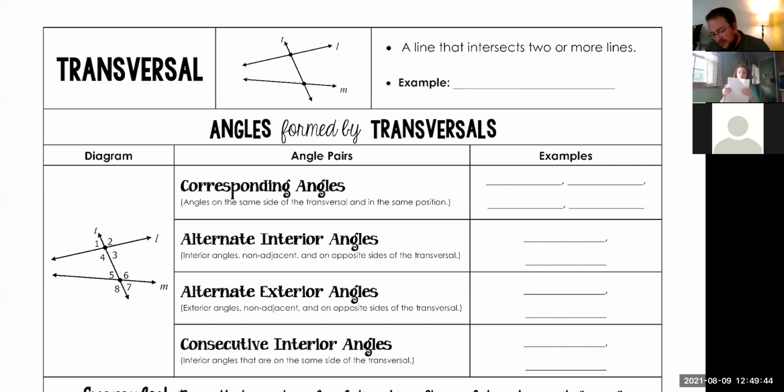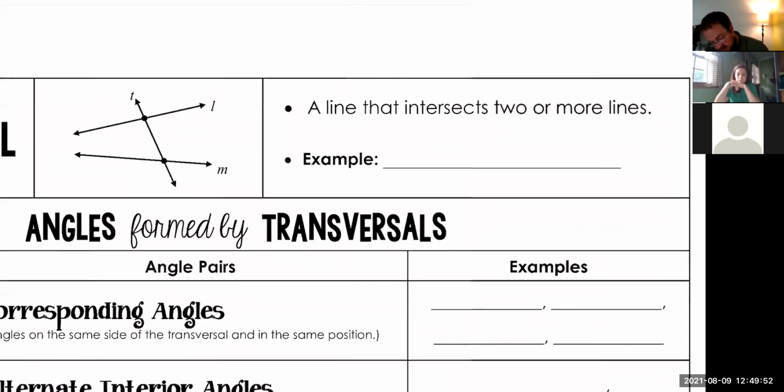So first thing we have here, a transversal is a line that intersects two or more lines. So here in this diagram, we have lines L and M, and both of them are intersected by the same line, T. So an example here would be line T. Remember, you can name a line either by 2 points or by a lowercase script letter.